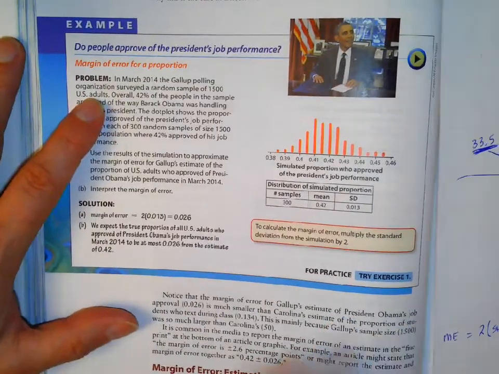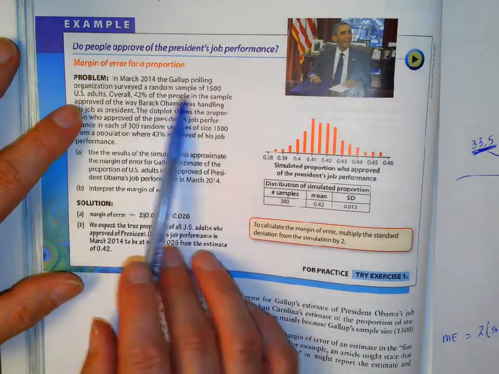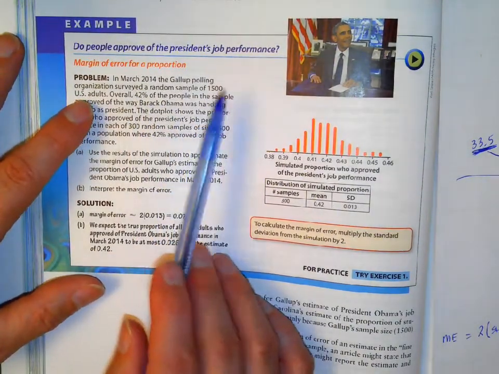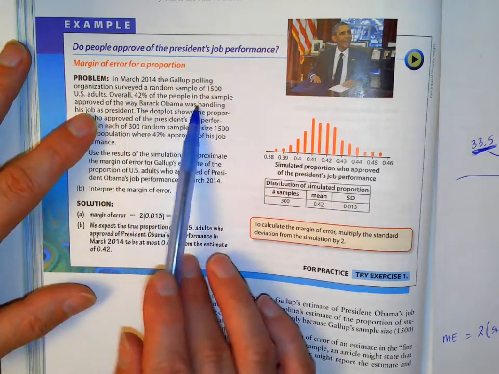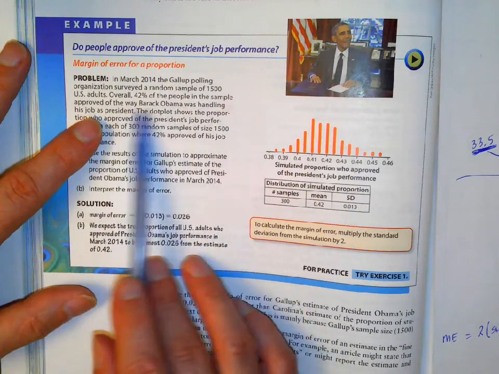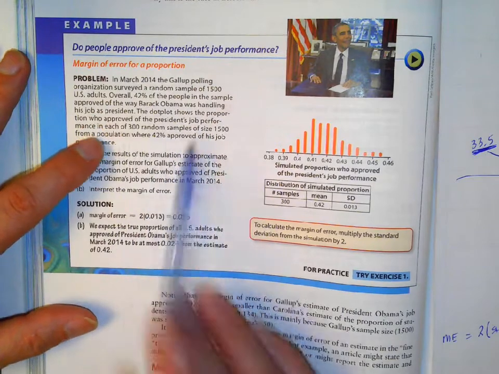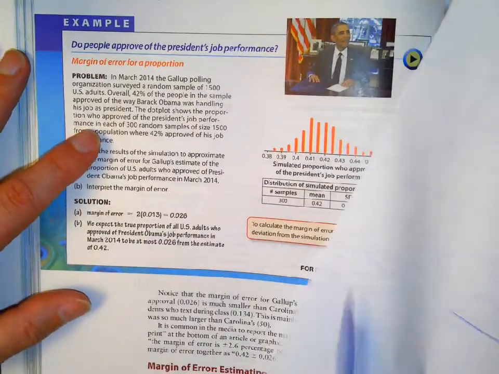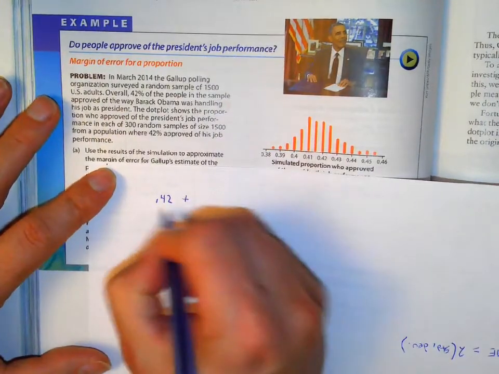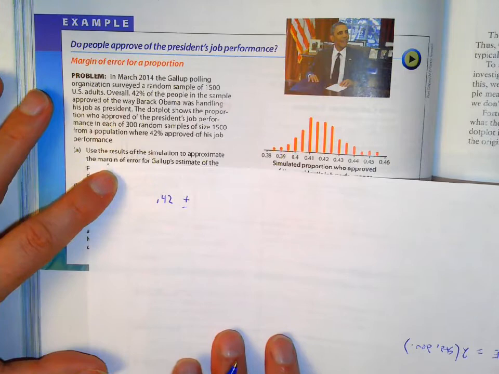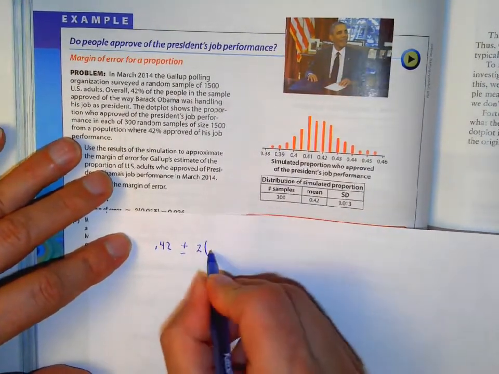In March 2014, the Gallup poll organization surveyed a random sample of 1,500 adults. So there's that number, 1,500. It's a magical number a lot of times. And overall, 42% of the people sampled approved the way Obama handled his job as president. So we have an estimate of 42%. Now, we're going to add and subtract our margin of error.